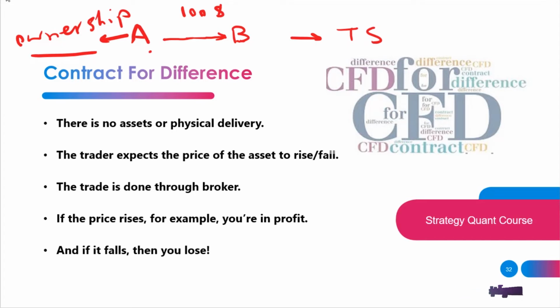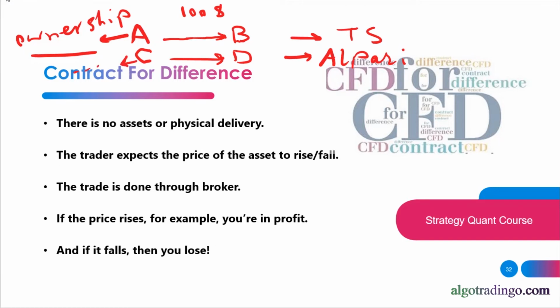But consider person C and person D in a brokerage like Alpari or another brokerage. Person C thinks like person A, that the price of this share will rise, and person D thinks like person B, that the price will drop. If C buys from D, no ownership is delivered to C. Person C will not be paid dividends or other legal items. Person C just receives payment if the price goes higher.